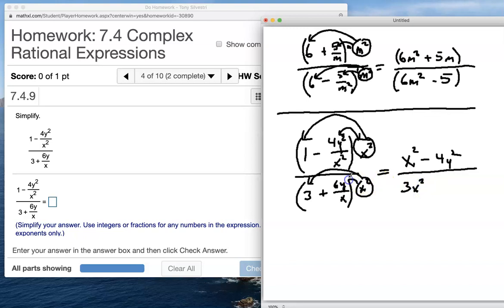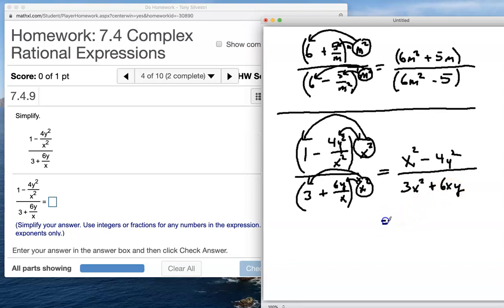And then what do we got here? What we got here is, let's see, this x divides one of these x's, leaves you with an x. That's an x that meets up with the 6y. So that's going to be plus 6xy. That's what we got. So at this stage, it's starting to look real good because there's no more babies.